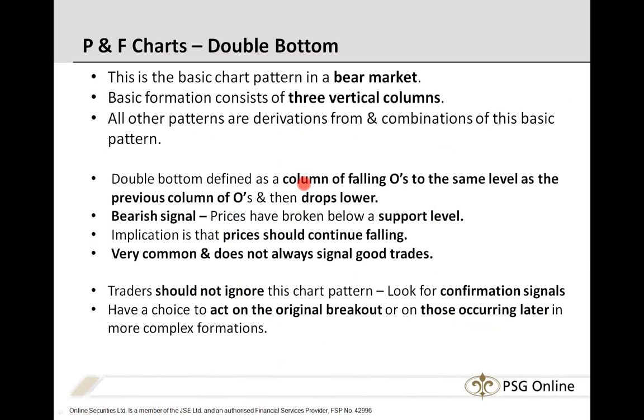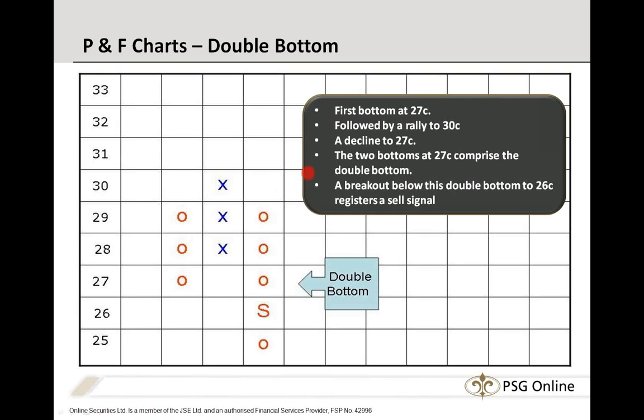A double bottom is defined by a column of falling zeros to the same level as the previous column of zeros, and then we drop lower. So once it breaks through that support level, that's where we get our sell signal. So there we go. We have our first little decline down to 27 cents. Then we have a little rally back to 30 cents. And then we have our next decline back to 27, that same level again. So that's our double bottom at that level.